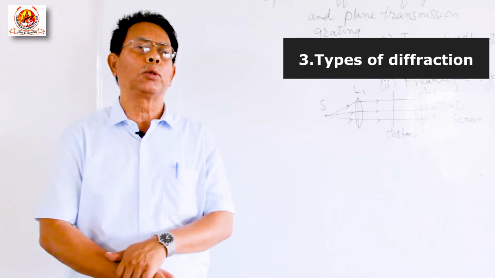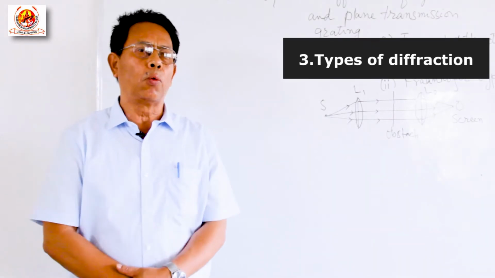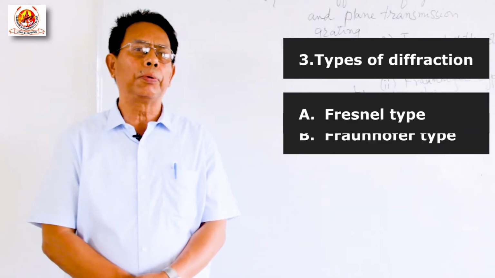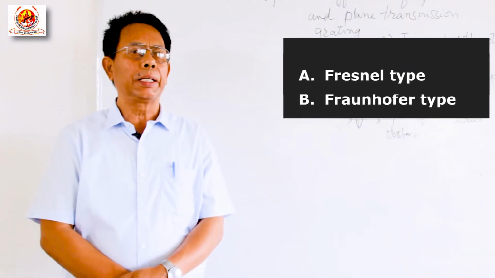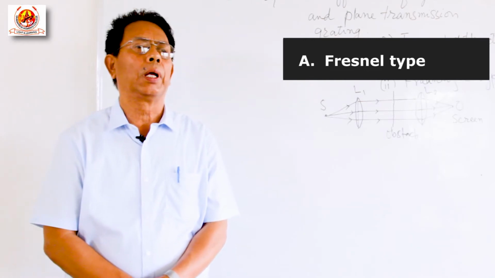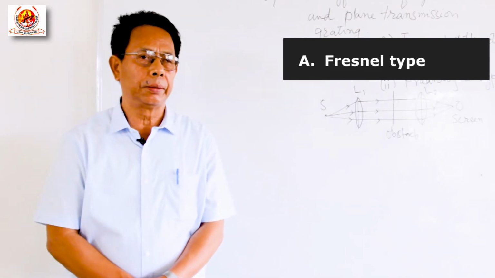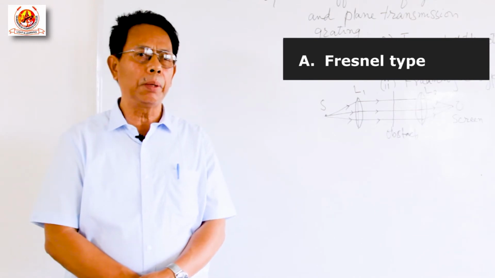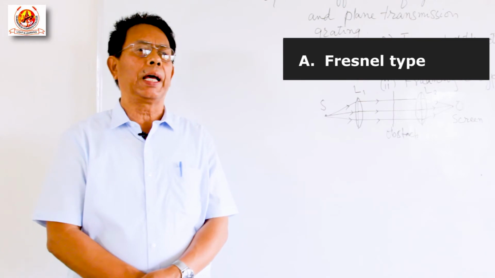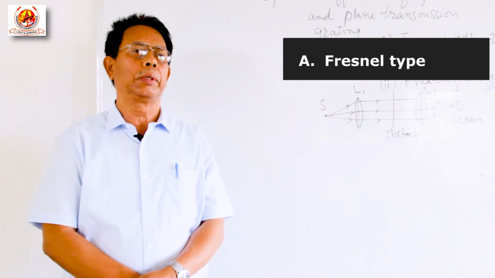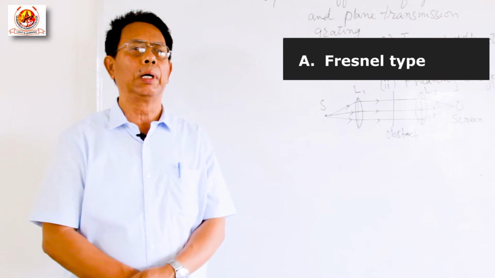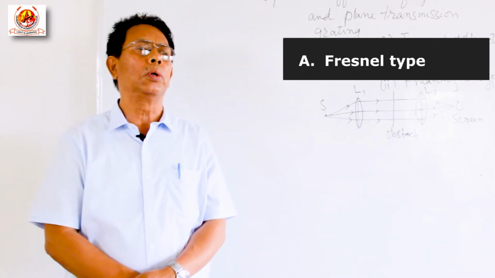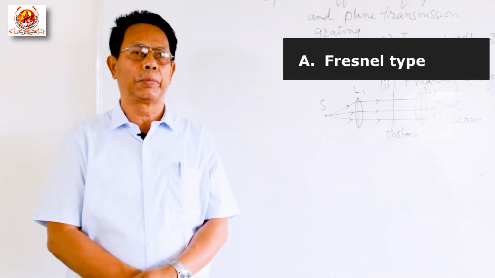Now, coming to the third point, the different types of diffraction. Basically, there are two distinct classes of diffraction. One we call the Fresnel type of diffraction, and the other the Fraunhofer type of diffraction. In the case of Fresnel diffraction, the source of light as well as the screen where we observe are at finite distances. Finite distances means they are very close. In the laboratory, they are actually a few centimeters, a few feet away.